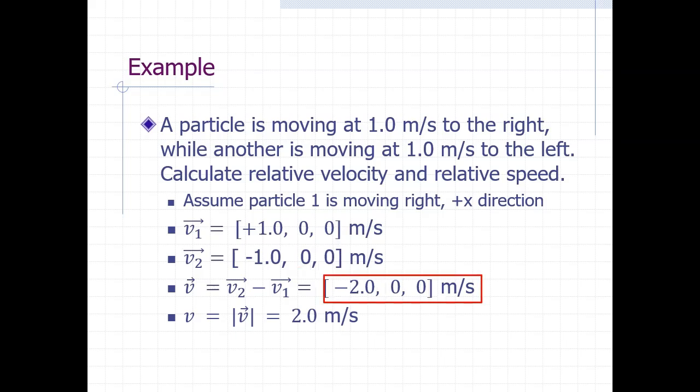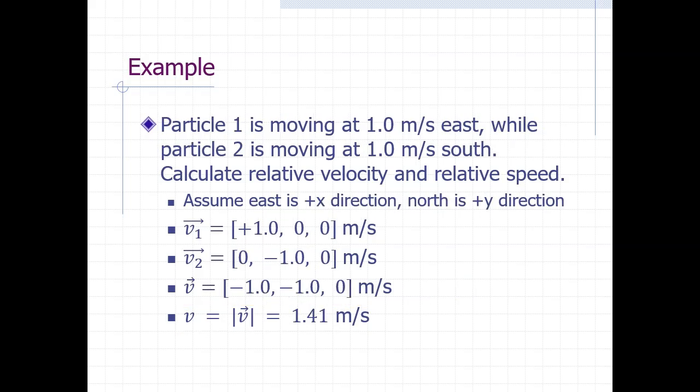So, what does this mean? If v sub x is negative 2 meters per second, it means that, to an observer on particle 1, particle 2 would appear to be moving to the left at 2 meters per second. Finally, it should be easy to see that the relative speed, which is the magnitude of the relative velocity, is 2 meters per second.